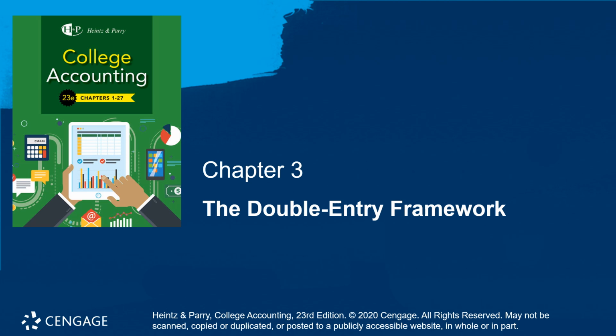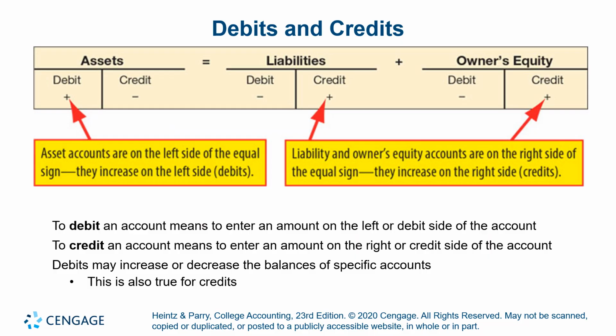In this chapter, we're going to be talking about the double entry framework. So let's talk about debits and credits on our T charts here. Assets are on the left side of the equal sign, so they increase on the left or the debit side. Liabilities and owner's equity are on the right side of the equal sign, so they're going to increase on the right side.